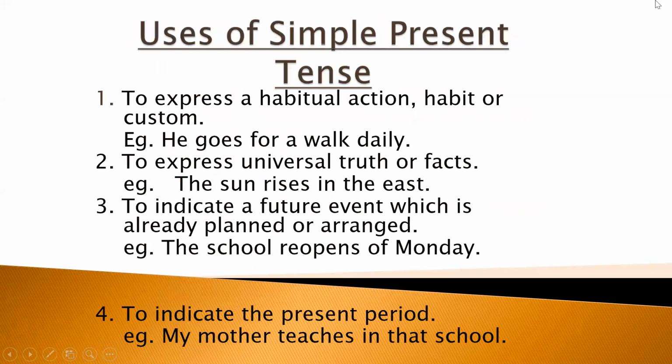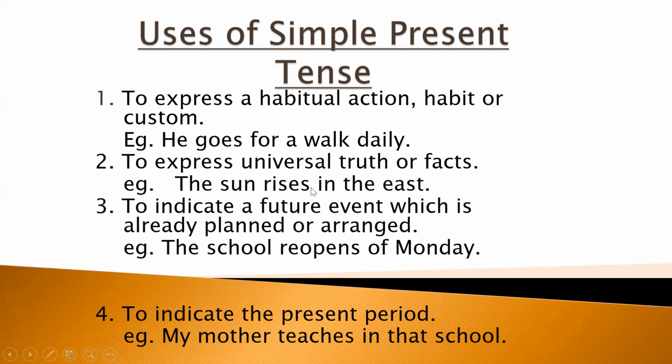Now, let us see where to use simple present tense. There are different uses. The first one is to express a habitual action, a habit or a custom, something that happens as a routine work. In that case, we use simple present tense. Like, see the example, he goes for a walk daily. So, it is a routine work or we can say a habit. In that case, we will use simple present, goes. Go is the first form of the verb and after that we will add es. So, he goes for a walk daily.